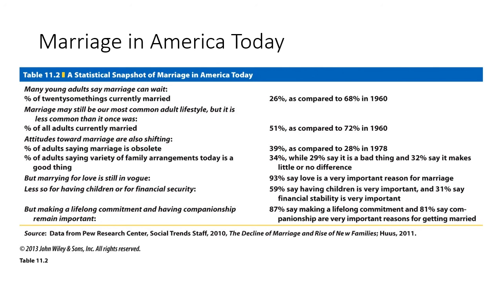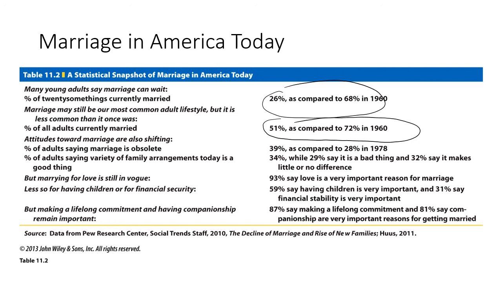First, many young adults are saying now that marriage can wait. So this is a survey that was done in 2010, published in 2013, comparing 2010 to 1960. So 26% of 20-somethings in 2010 are currently married compared to 68%. So we've got that there, that more people are waiting to get married, as well as less people are getting married. So 51% now compared to 72% in 1960 are actually married as adults.